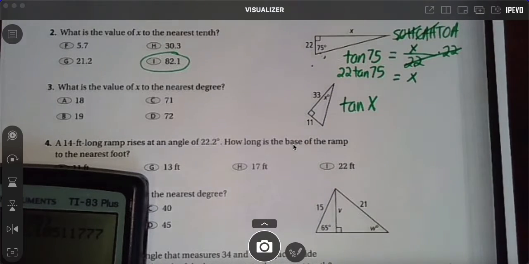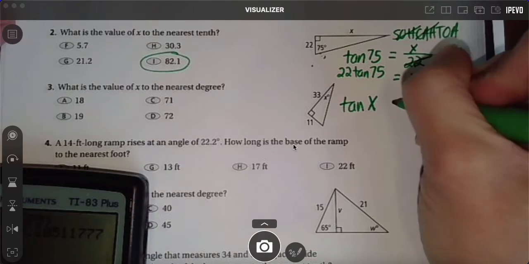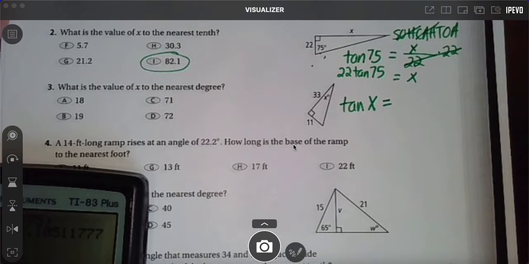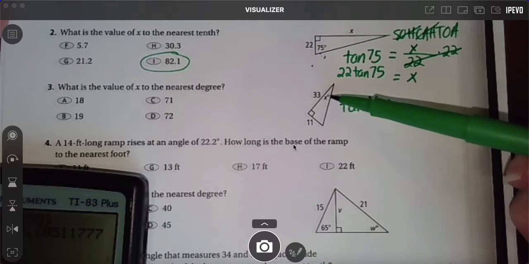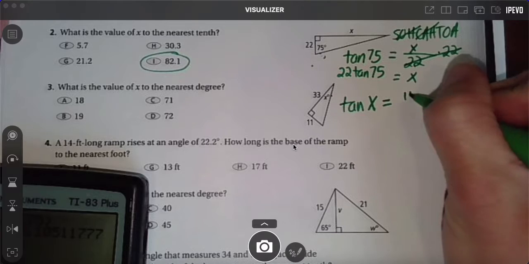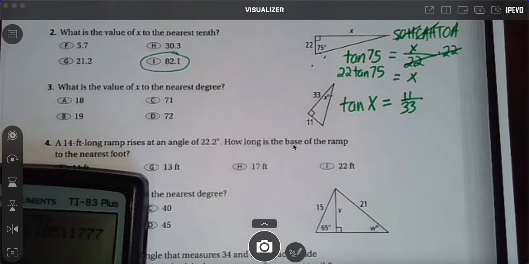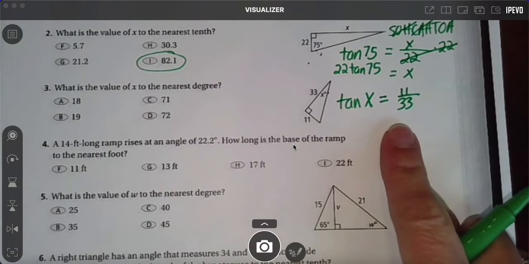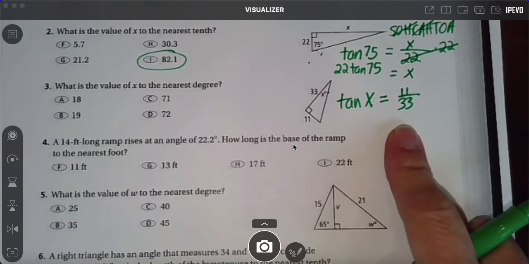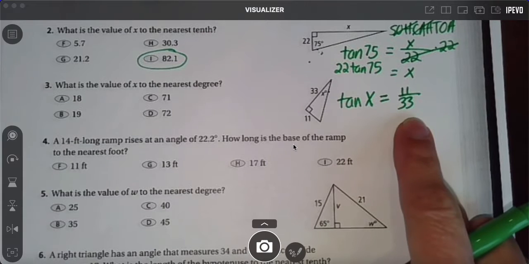This time they don't give us the angle, so we write down what they do give us. They call it x. So what are we going to call it? X. And then we're going to write what it equals. What is the opposite over adjacent? 11 over 33. Now, does anybody remember how we find the angle? Because it wants us to find x. If it asked for a trig ratio, then yes, 11 over 33 would be our answer.